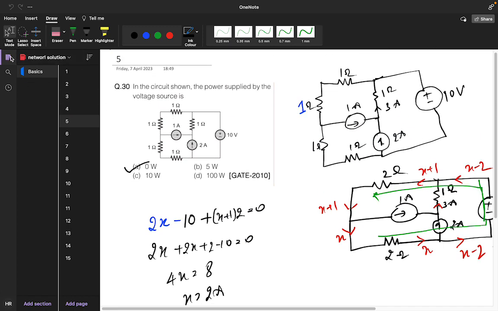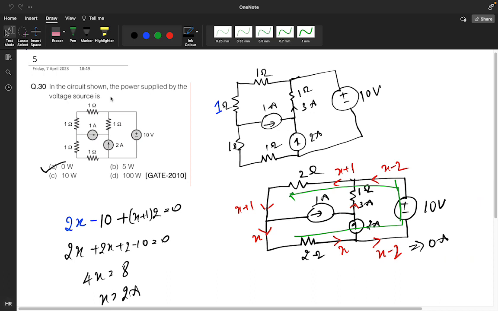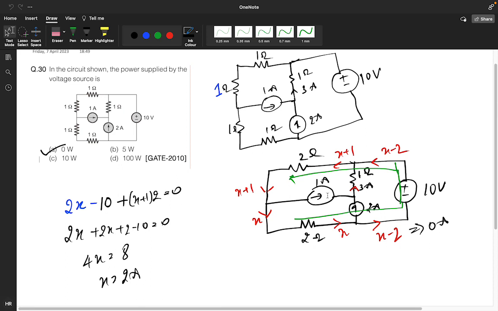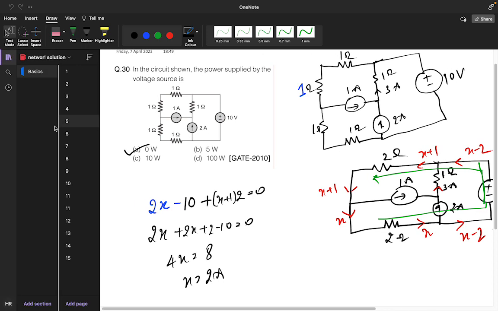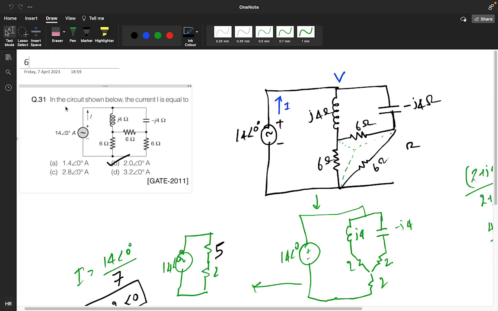This was question number 29, and this is question number 30. In this question, you need to find the voltage across the circuit shown and the power supplied by the voltage source. How will you do it? Use the super mesh and find the value of Ax. You will get the value of Ax, meaning the current in this is 0, so the power will be 0.